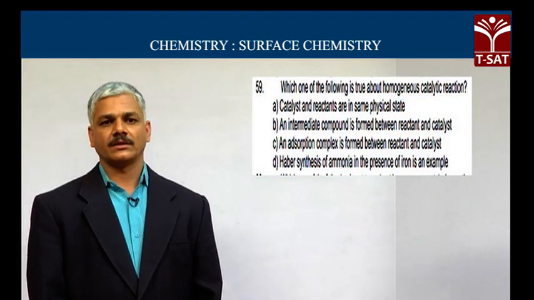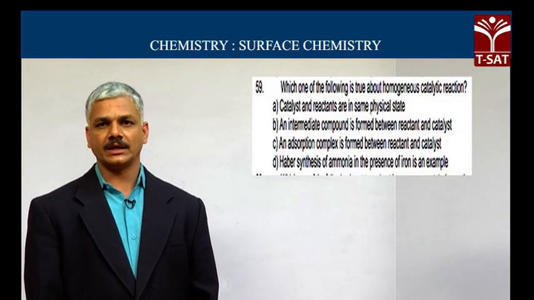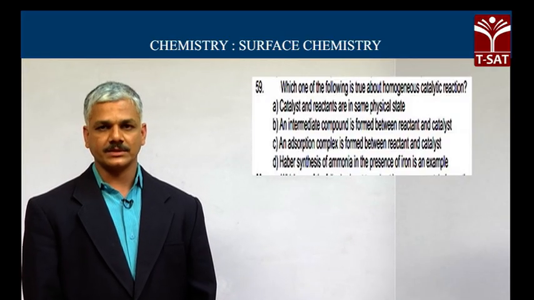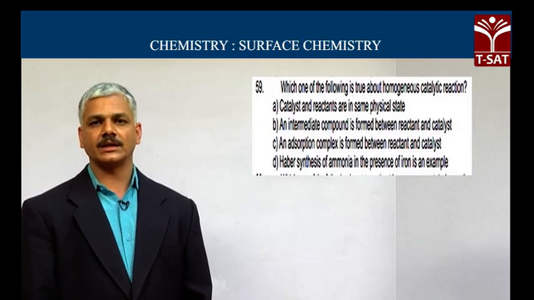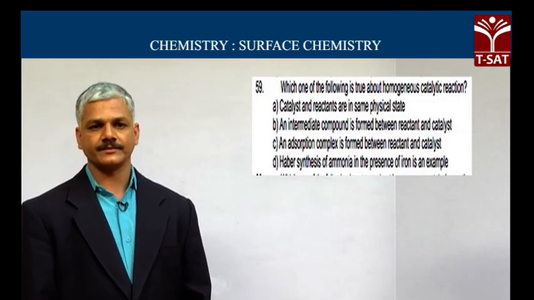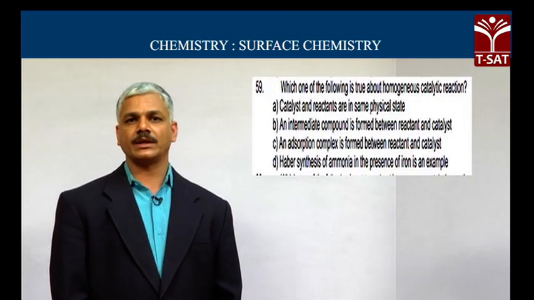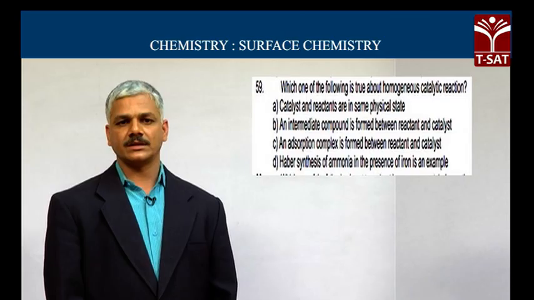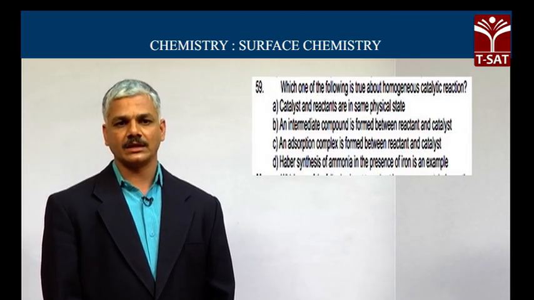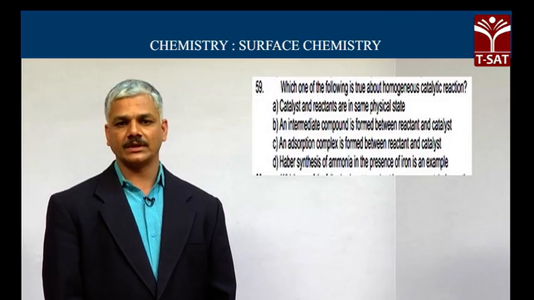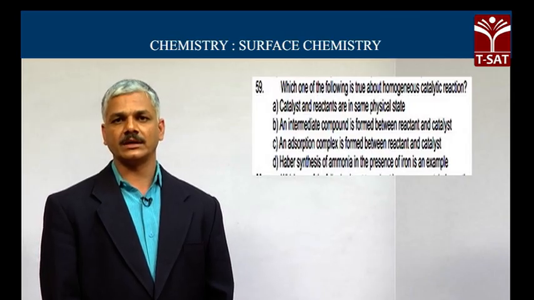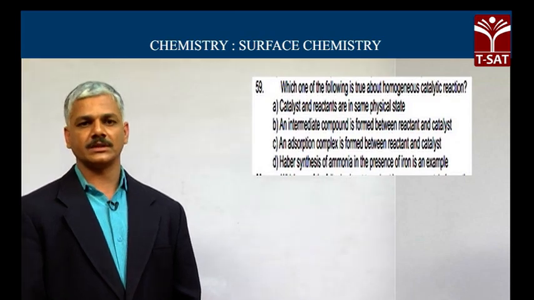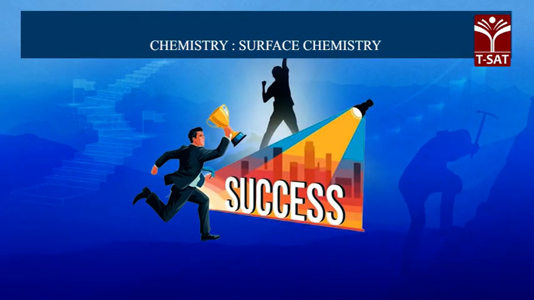59. Which one of the following is true about a homogeneous catalytic reaction? Given options are: catalyst and reactants are in same physical state; an intermediate compound is formed between reactant and catalyst; an adsorption complex is formed between reactant and catalyst; Haber's synthesis of ammonia in the presence of iron is an example. Correct option is A.